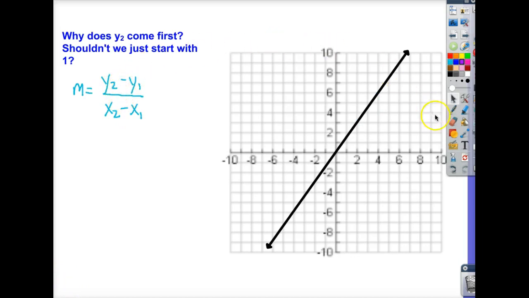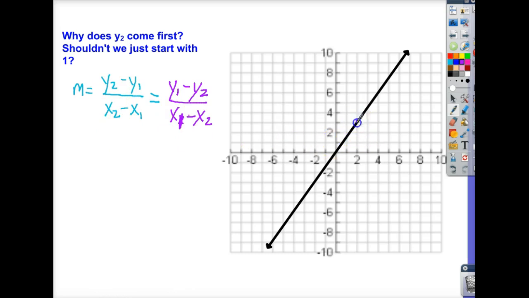So why does y2 come first? The same with x2. Why does the 2 start instead of just starting with 1? Well, I'll give you a secret. It doesn't matter. You can do y1 minus y2 over x1 minus x2. I almost made the mistake. You can flip them if you want, as long as the 1s are in line and the 2s are in line. But why would I want to do 2 first? Why does the formula say to do 2 first?